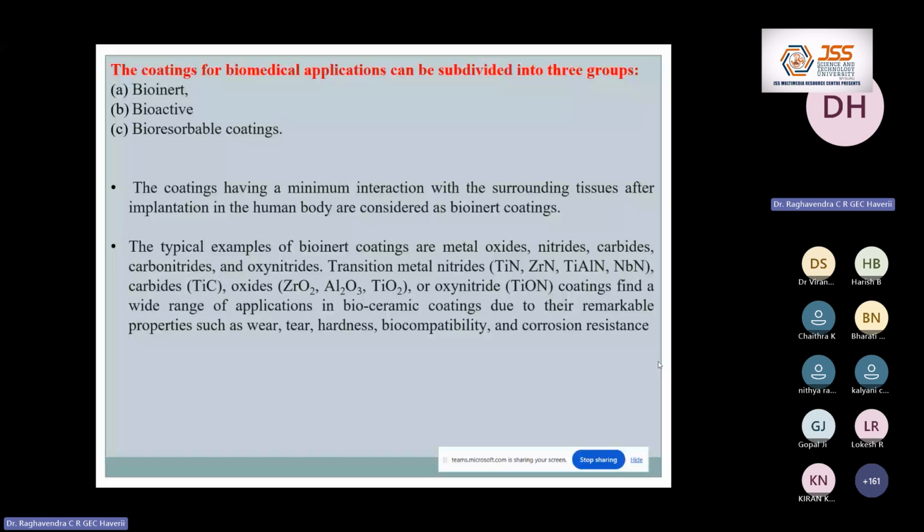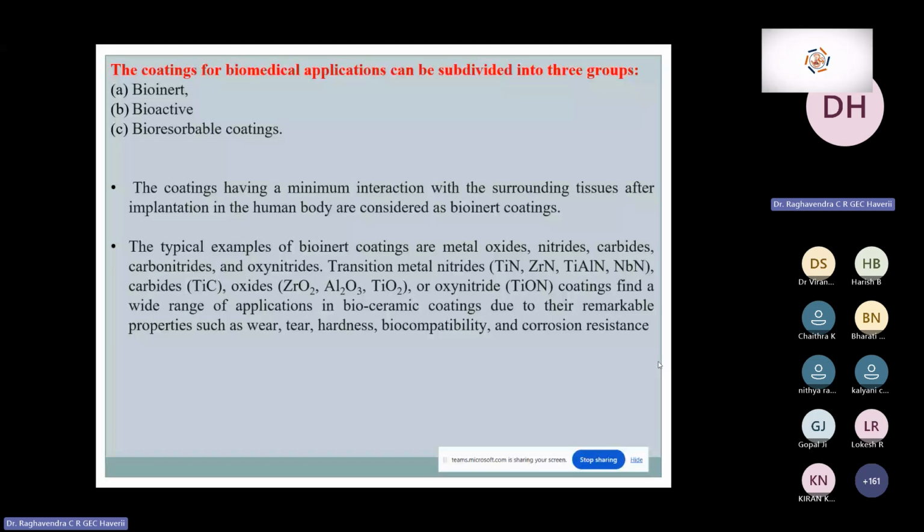Basically, these coatings have minimum interaction with the surrounding tissues after implantation in the human body, and are considered bioinert coatings, which will not be exposed to the atmosphere on most occasions. So that is what we call bioinert coatings. In most occasions, titanium material is used in these implantations. Typical examples of bioinert coatings are metal oxides, nitrides, carbides, carbonitrides and oxynitrides.